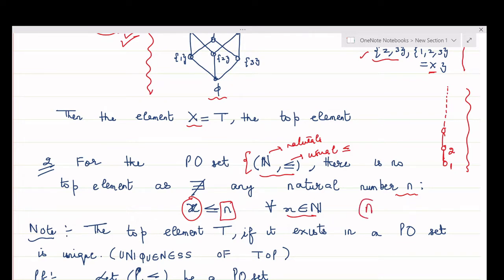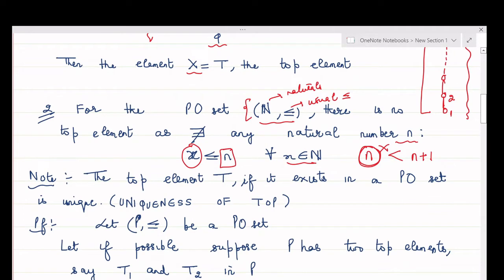The moment you say that n is the top element, you will get a natural number n plus 1 which is greater than n. So this means that n cannot be a top element. n cannot be greater than all the natural numbers, because there will always be a natural number greater than it. So the poset of the set of natural numbers with respect to the usual less than or equal to sign, which is a chain, does not have a top element, which can be verified from the Hasse diagram also. So this is an example of a poset which does not have a top element.